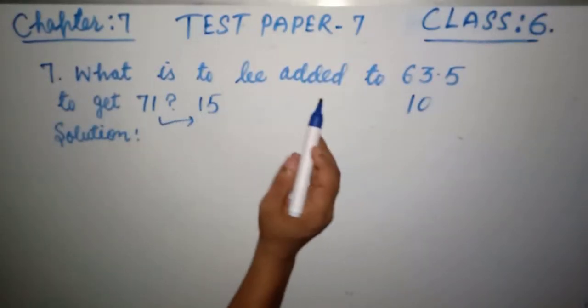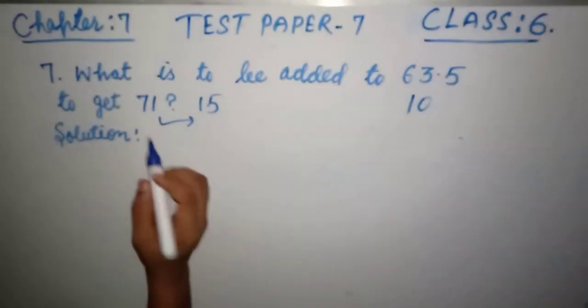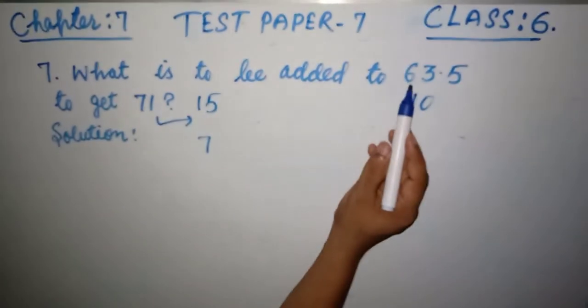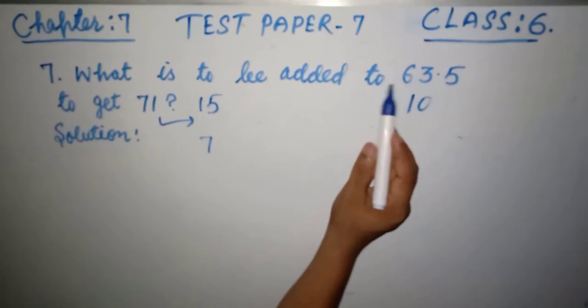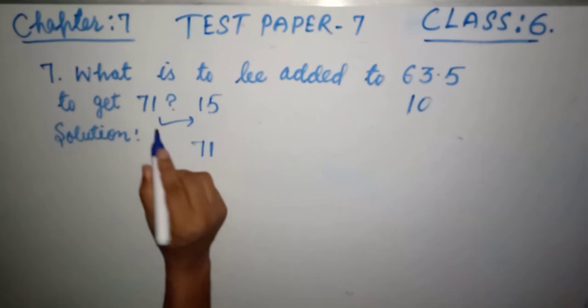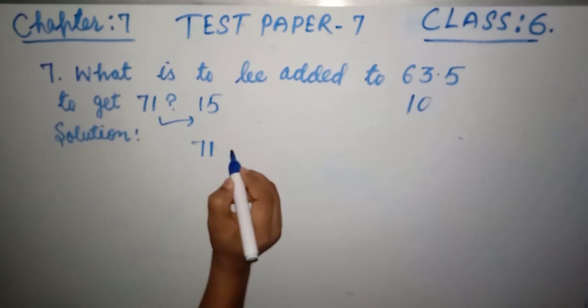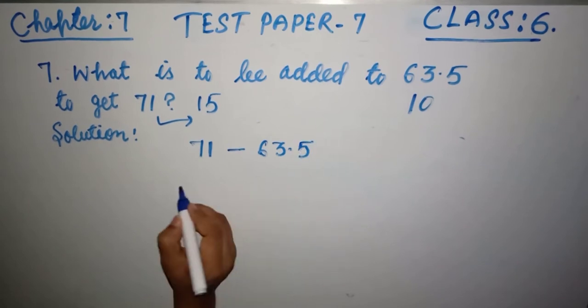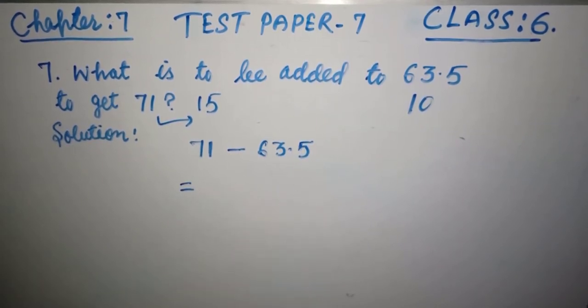What is to be subtracted from what? Here 71 is a positive number, and because we have to subtract this number, it should be negative. So we place 71 first and then minus 63.5. Friends, remember this is a decimal fraction with one decimal place, and this one is only a whole number.